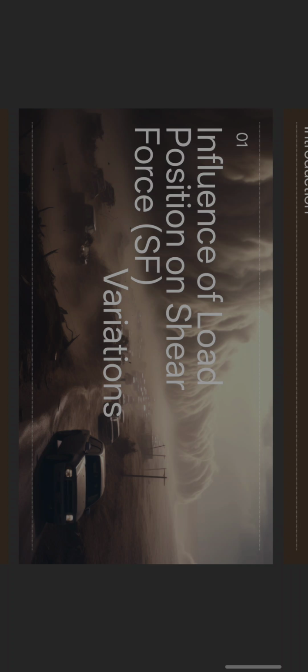Uniformly distributed load. A UDL produces a linear variation of shear force along the beam. Changing the position or length of the UDL shifts the region of linear variation and alters the peak positive and negative forces. The slope of the SF diagram remains constant, but its start and end points change.